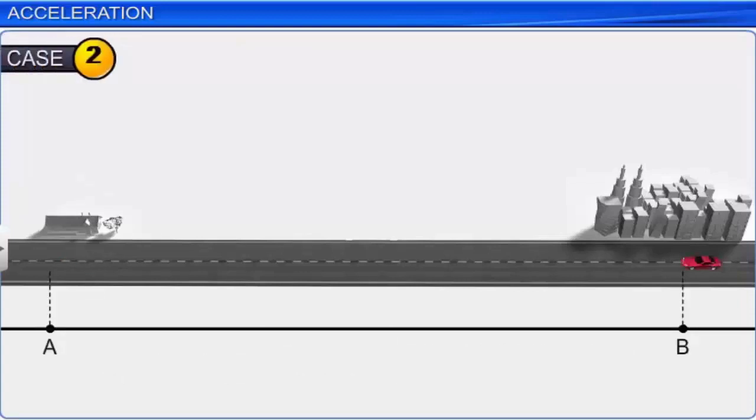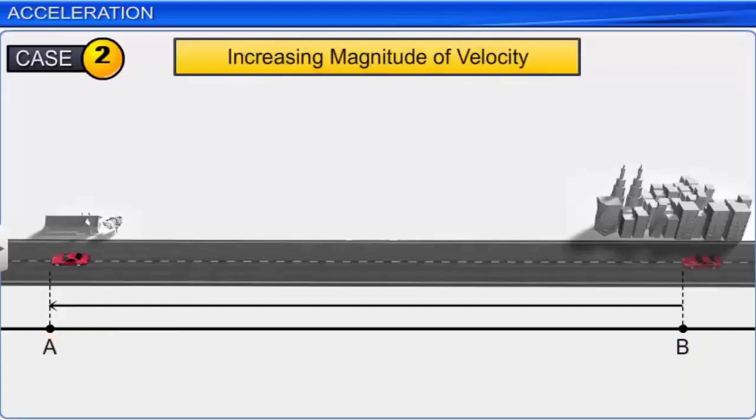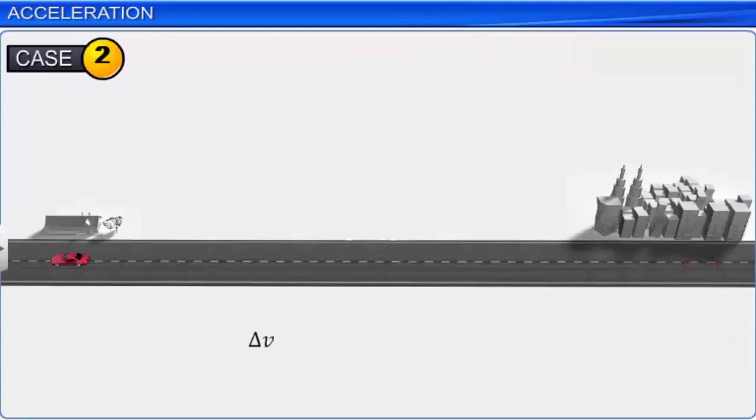Case 2. In this case, the car is moving in a negative direction. That is, from B to A, with an increase in the magnitude of velocity. Here, delta V is positive and direction of motion is negative. Since the product of a positive and a negative value is negative, the acceleration in this case is also negative.